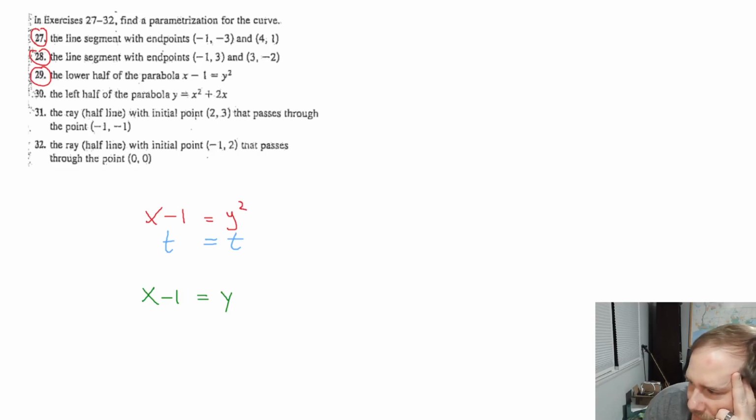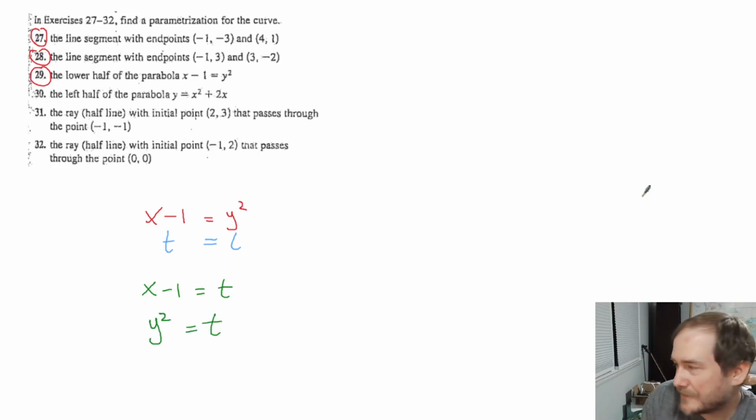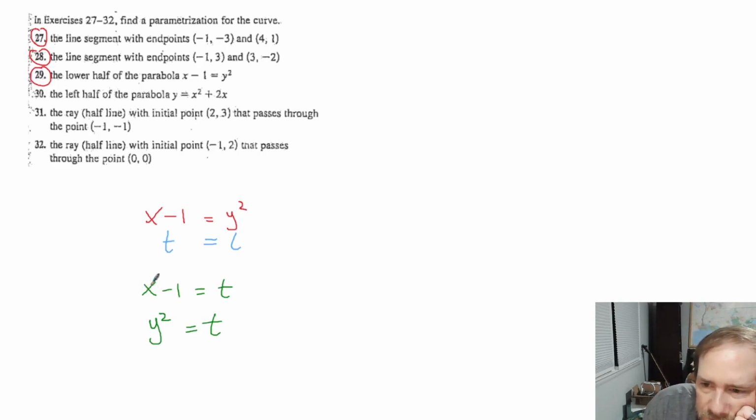Sorry, I'm doing this backwards. What I meant to say was you now can write an equation where x minus 1 is equal to t, because the left side has to equal the left side, and the right side has to equal the y side. So you can also say y squared equals t. These are now parametric equations, but you'd probably want to see them solved for x and y. So x equals t plus 1, and y equals plus or minus the square root of t.